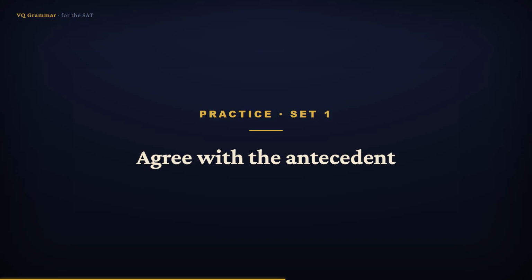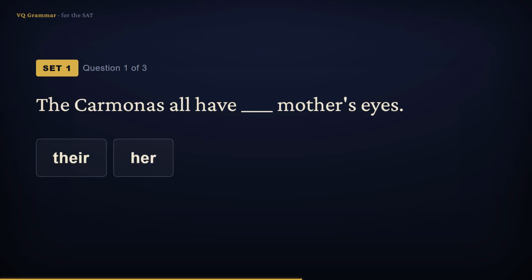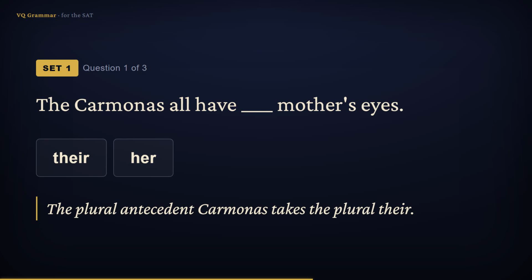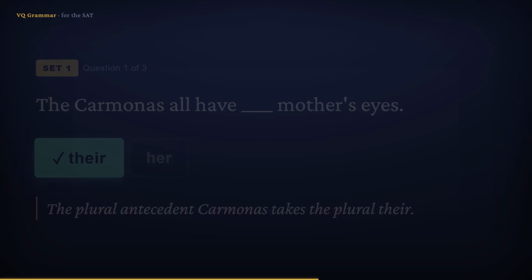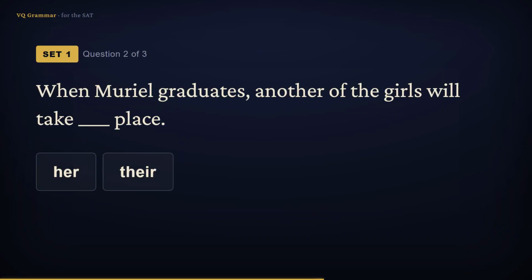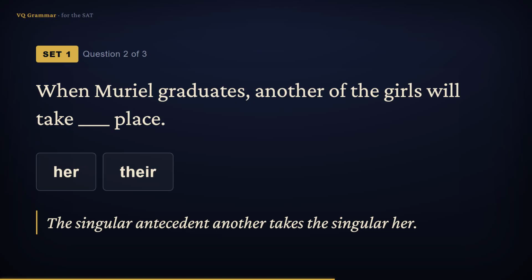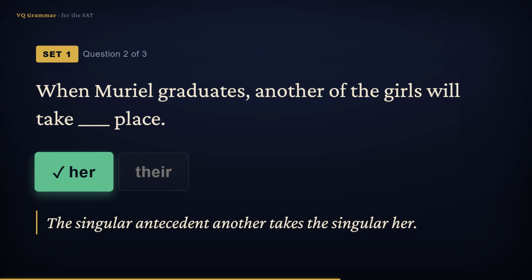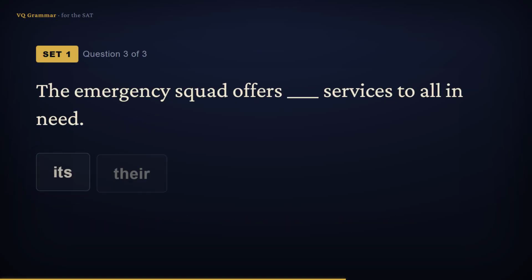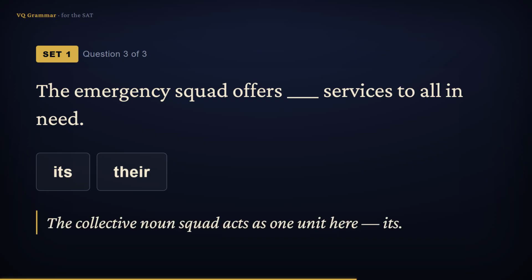Let's practice. Find the antecedent, then choose the pronoun that matches in number and gender. Pause and try each. The Carmonas all have blank mother's eyes. Carmonas is plural, so their. So their. When Muriel graduates, another of the girls will take blank place. The antecedent another is singular, so her. So her. The emergency squad offers blank services to all in need. The squad acts as one unit, so the singular, its.